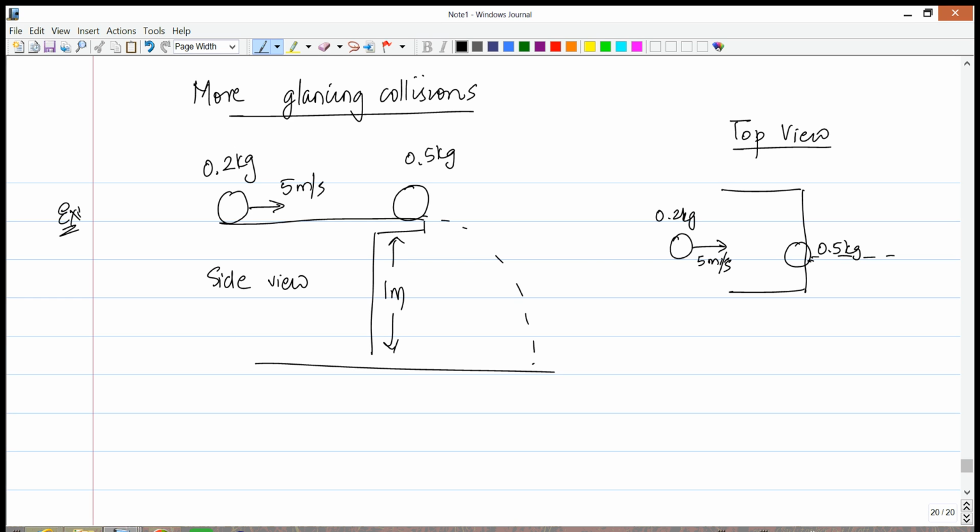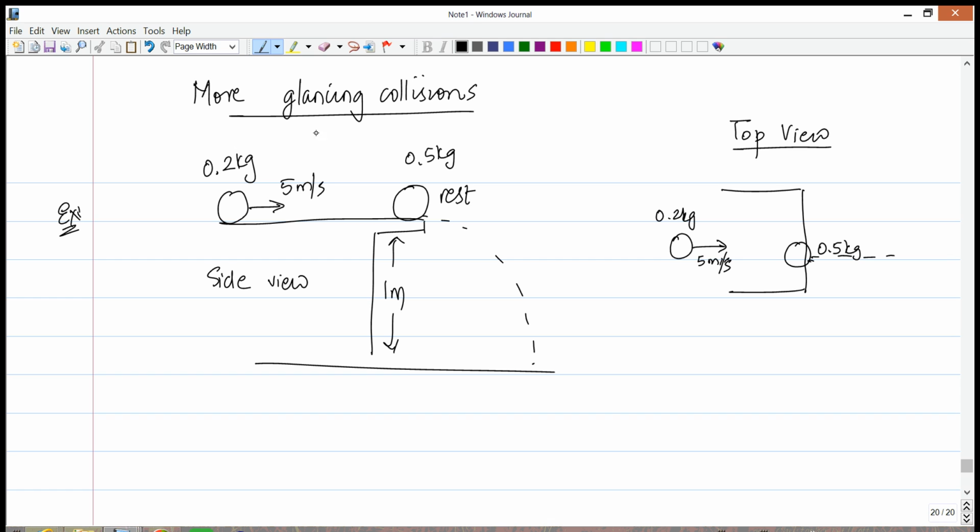In this video, we're going to look at another glancing collision example. But the information is going to be a little more tedious in this one. What's happening very simply is that if you look at this left side picture, there's the side view. You have a block of 0.2 kg mass that moves to the right at 5 meters per second and collides with a 0.5 kg block that is at rest.